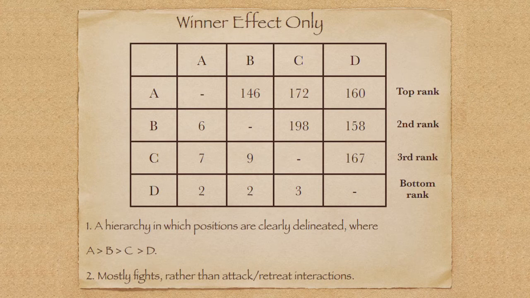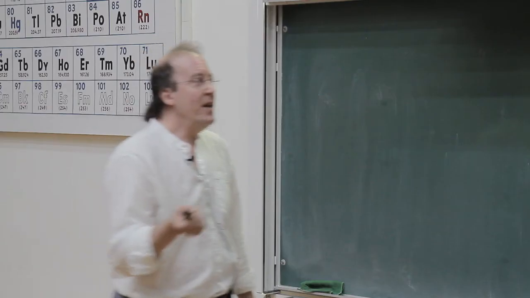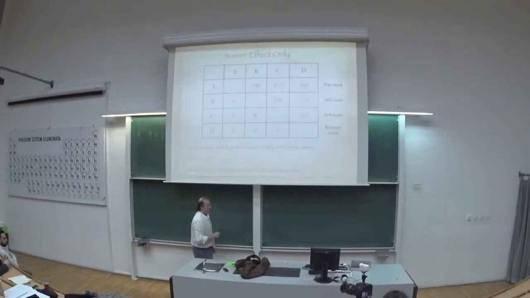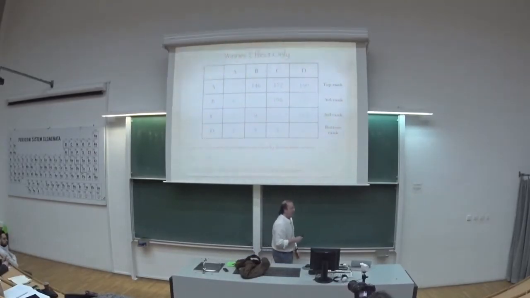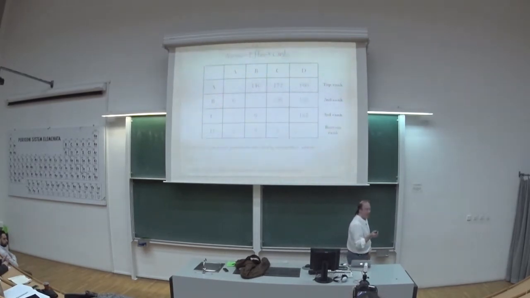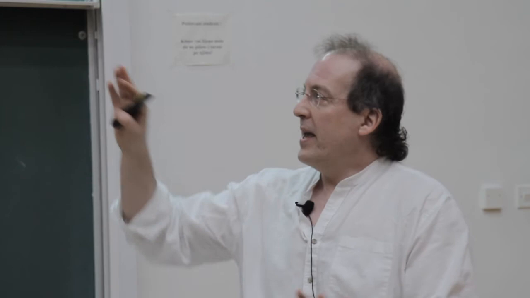Most of the interactions that occur in this group when winner effects are on are real fights. Individuals have assessed themselves so that they're ready to go into real fights, and they have real fights. So you get very few attack-retreats when only the winner effect is on. You get a clear linear hierarchy, and most of the interactions are real fights where both individuals are ready to be aggressive and are aggressive.